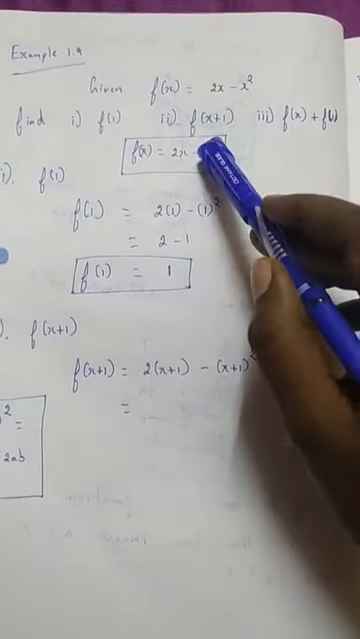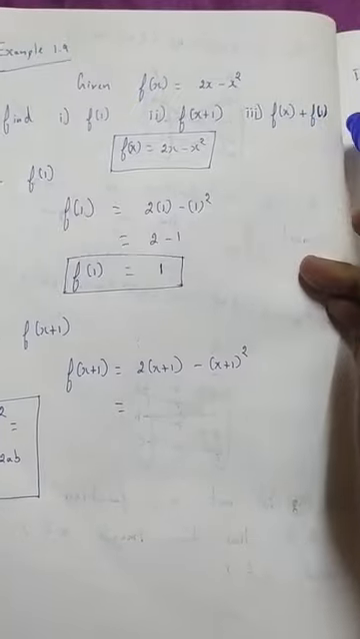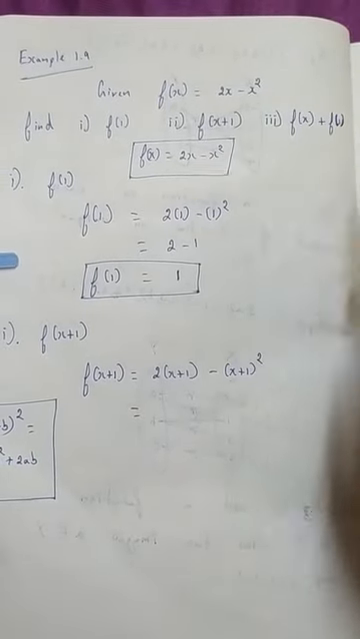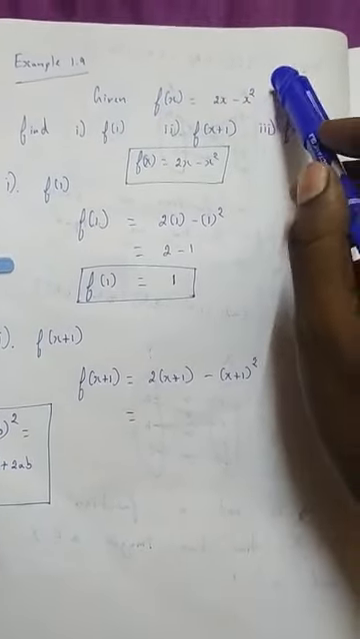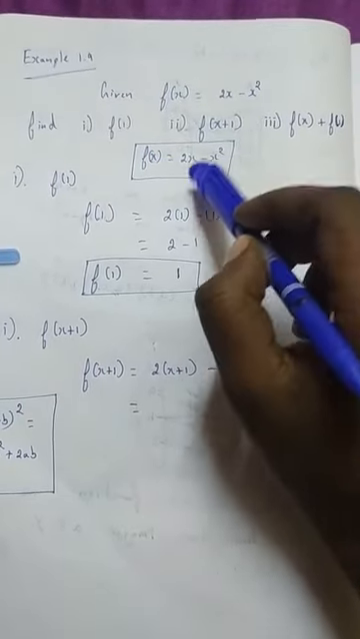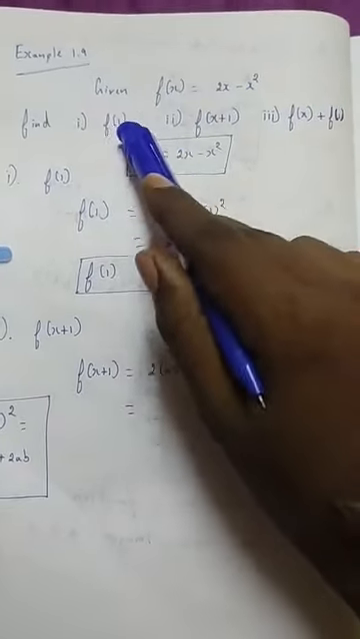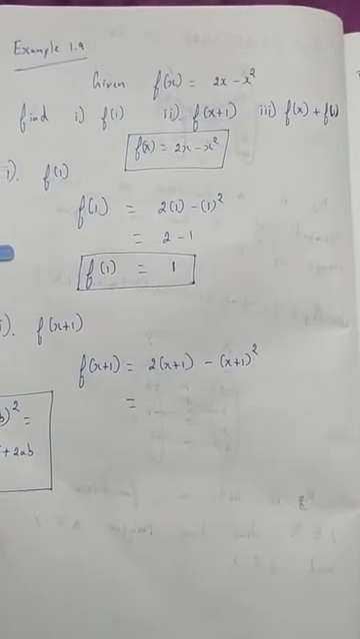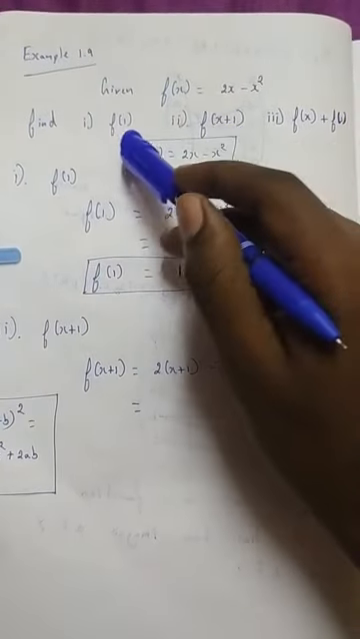Some of them may think f of x plus 1 is equal to f of x plus f of 1. It is wrong. Okay. So now the equation is f of x is equal to 2x minus x square. We have to find out these three subdivisions. So let's go one by one. What is the first one?